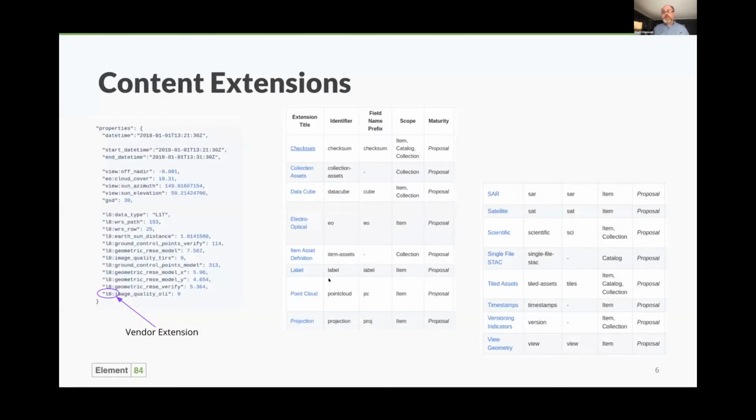So we have a variety of content extensions today. You'll see this is a list. There's actually several that are in PR phase. Again, off to the left, you'll see an example of using prefixes. Here we have the EO extension and the view extension being used in this example, but there's also L8, which is a vendor extension. So if you're using STAC yourself, you could always have vendor extensions as well for additional fields that you might want to add. But the extensions listed here are the ones that are currently included in the repository on GitHub.